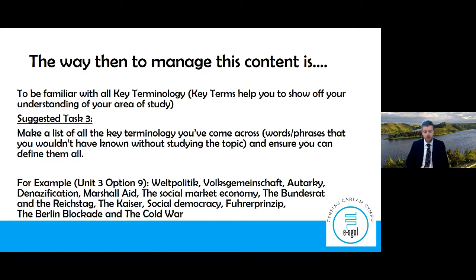So for example, with option 9, these are the key terms: Weltpolitik, Volksgemeinschaft, autarky, denazification, the Bundesstaat, Führerprinzip, the Berlin Blockade, all things you may have no idea what they were without studying this specific option. Yeah, you might know what social democracy was if you're doing government and politics A-level as well, for example, but lots of these terms you wouldn't know without doing this study. And so by defining them, you have got those key terms that you can use in any exam, but also you're limiting how much content you need to know, because you don't then need to know everything about everything there is across this time period.